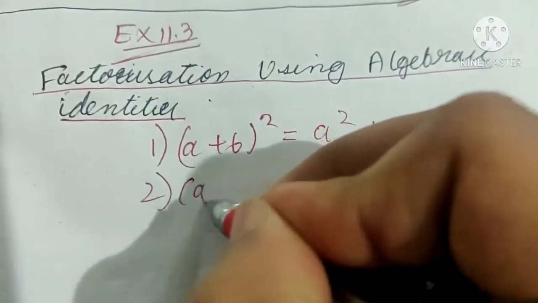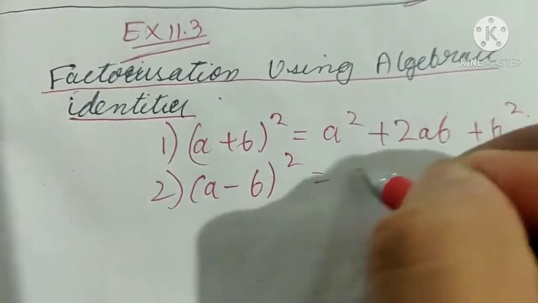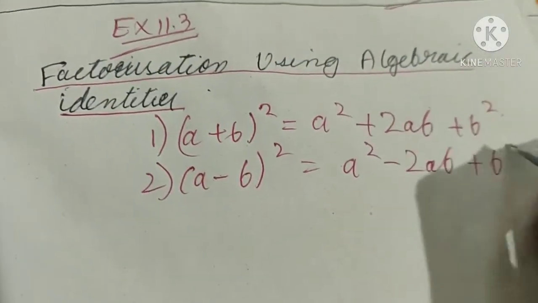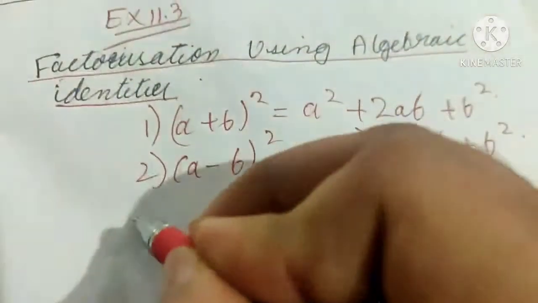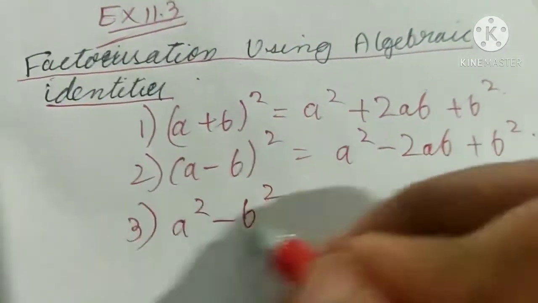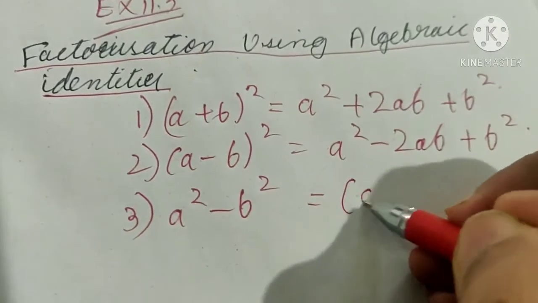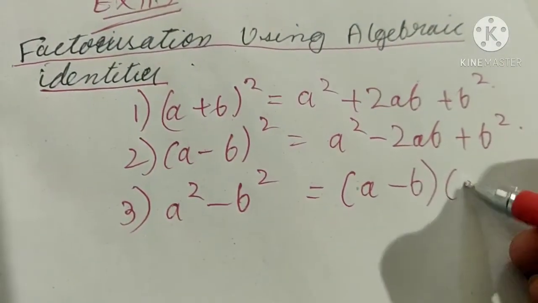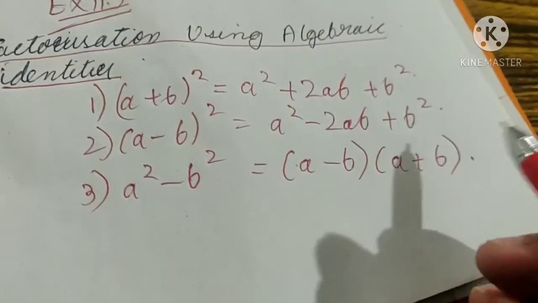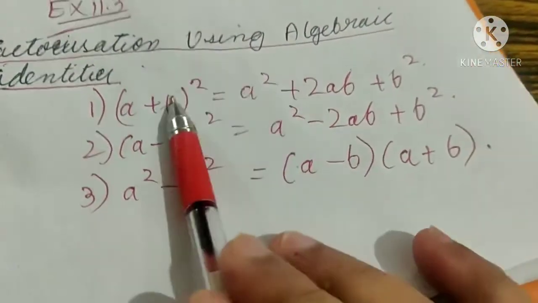Second was (a - b)^2, that was a^2 - 2ab + b^2. And the third identity was a^2 - b^2, the difference of two squares, which equals (a - b)(a + b). Okay, in this exercise we have to convert this form into this.